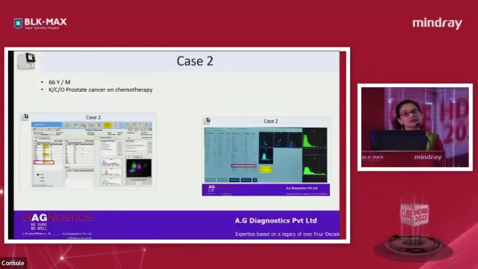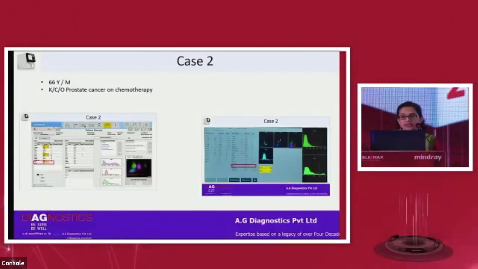This was a 66 year old male, a known case of prostate cancer on chemotherapy.